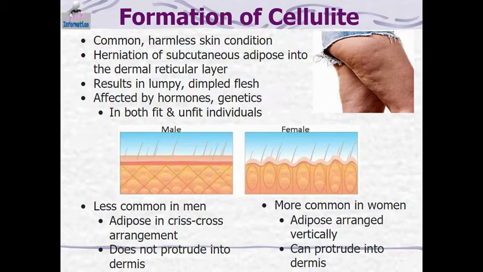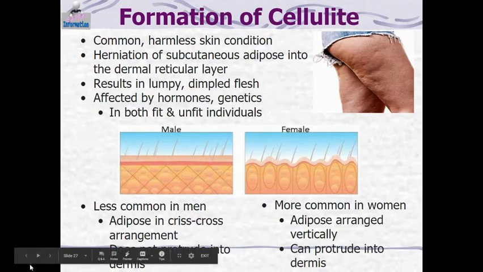It is less common in men because men tend to have a crisscross arrangement to the fat in their hypodermis. And so it makes it less likely to push upward because of that diagonal arrangement. It's more common in women because in female skin, the adipose is actually arranged vertically. And so it's much easier for columns of adipose to be pushed upward and lead to that bumpiness that we can see on the external skin surface. Again, this was some extra information not in your notes packet.